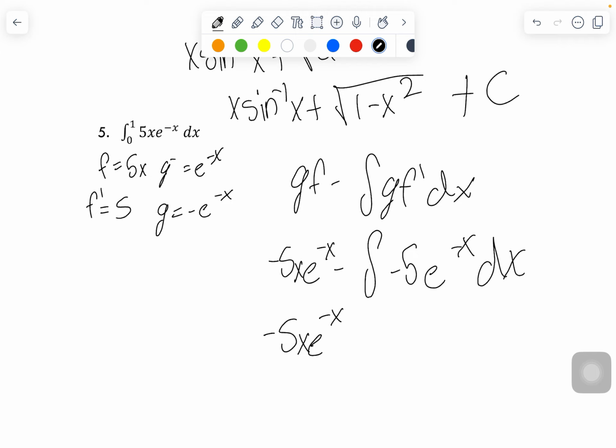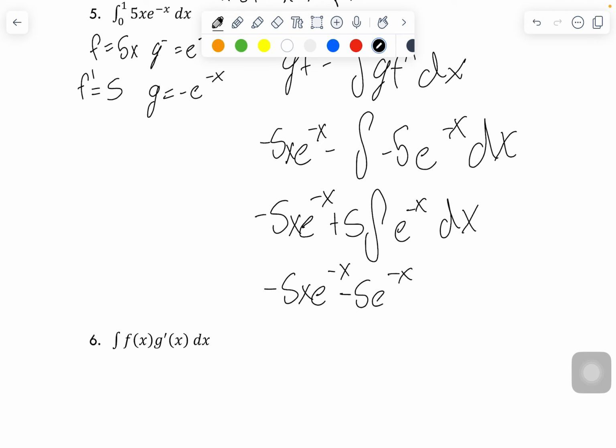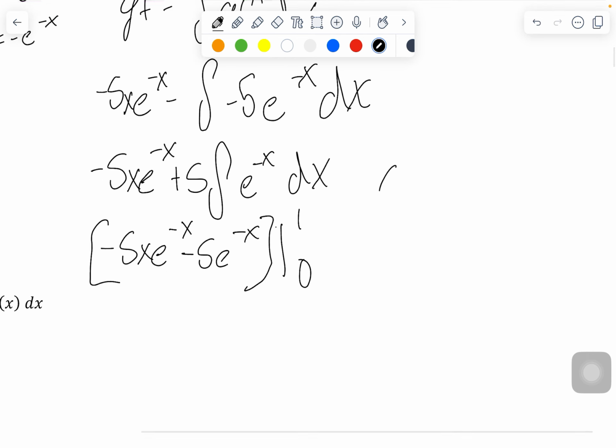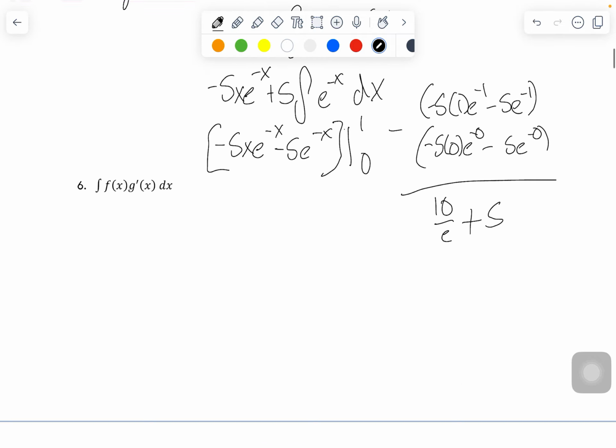So we can take our constant of integration out, and we get negative 5x e to the negative x minus 5 e to the negative x at 1 to 0. And then if we plug those numbers in, we get negative 5 times 1 e to the negative 1 is 5 e to the negative 1 minus negative 5 times 0 e to the negative 0 minus 5 e to the negative 0. And you should get a value of 10 over e plus 5 if you do evaluate that.